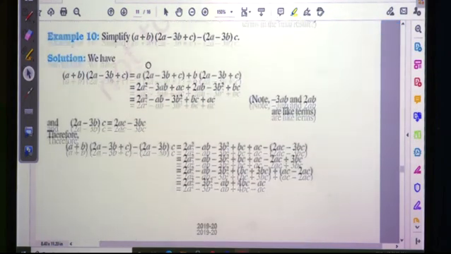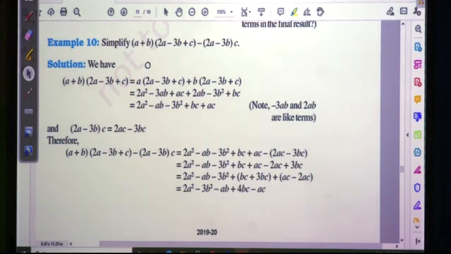Example 10. What is that example? Simplify. First bracket a plus b, second bracket 2a minus 3b plus c. After that, minus sign, in bracket 2a minus 3b, bracket complete, c.